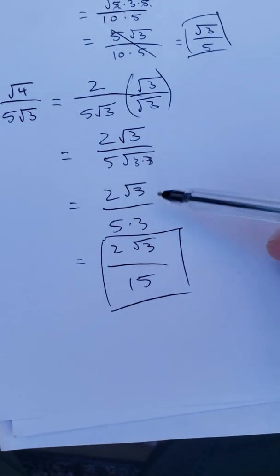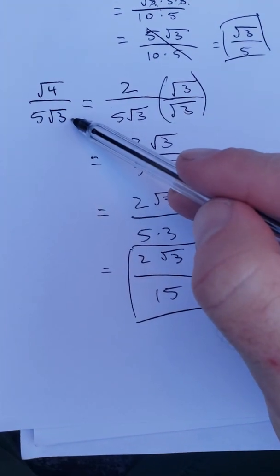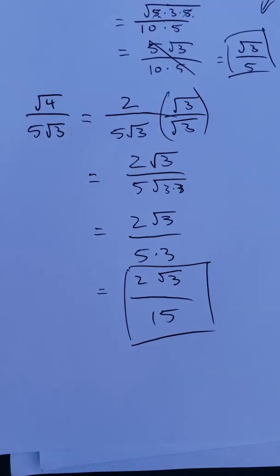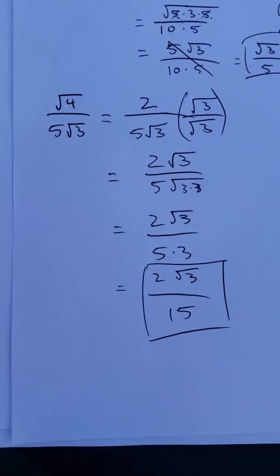Again, our goal is to get rid of the radical in the denominator. We are trying to rationalize the denominator. All right. Let's keep on going here.